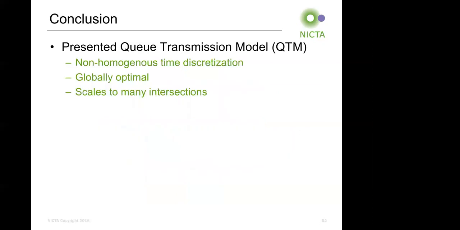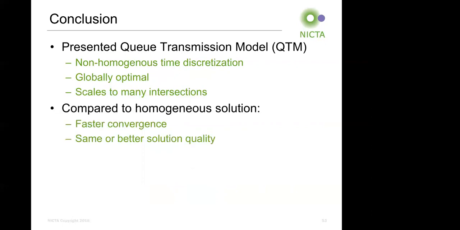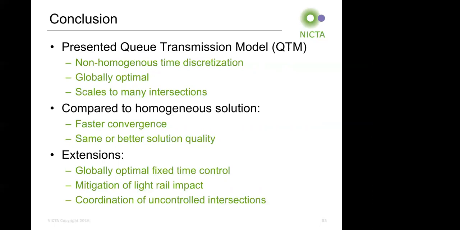In conclusion, we presented a novel model of traffic flow called the Q transmission model, which supports non-homogeneous time steps and allows us to globally optimize traffic flow by scaling to many intersections. Compared to homogeneous, we've shown that for the same cost, we can converge faster on the optimum solution, or more or less the same, if not better, quality in terms of delay. And I've shown you some extensions that we can use with this model to do some interesting things, such as mitigate light rail or control uncontrolled intersections.